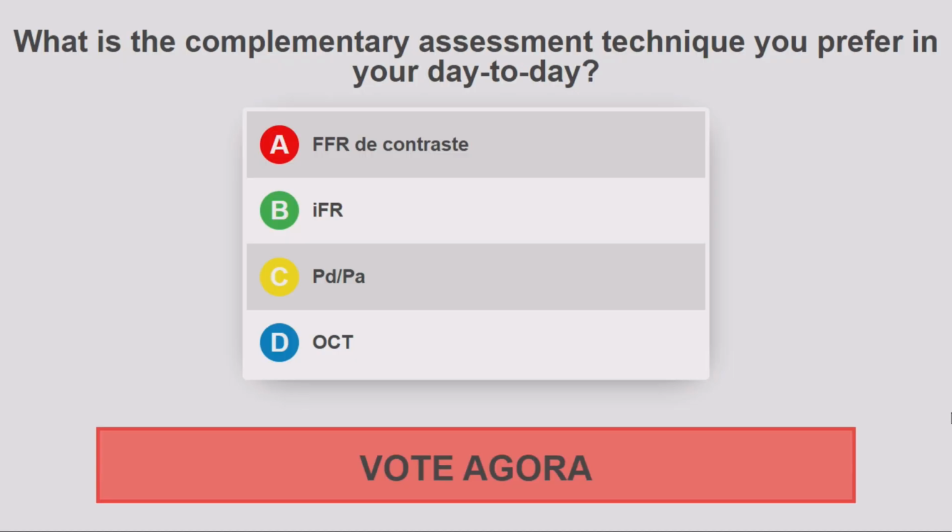What is the complementary assessment technique you prefer in your day-to-day? A, FFR; B, contrast FFR; C, iFR; D, OCT. And right now, I will ask Dr. Pedro Braga to comment on the results and introduce the discussion of Dr. Xavier.